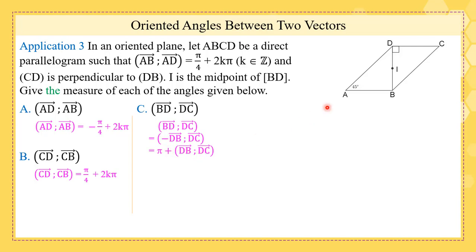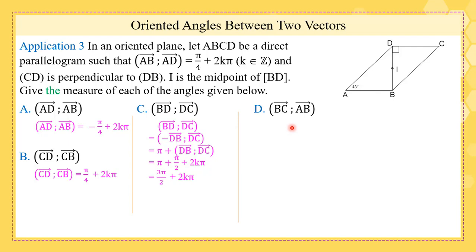And by now we go back to the figure. So don't come and find the measure from the figure automatically. Try to apply the properties first and then go back to the figure. Now what is the measure of angle (DB, DC)? It's a 90-degree angle, and from DB to DC we are rotating anti-clockwise, so this becomes pi plus pi over 2 plus 2k pi, which is 3 pi over 2 plus 2k pi.